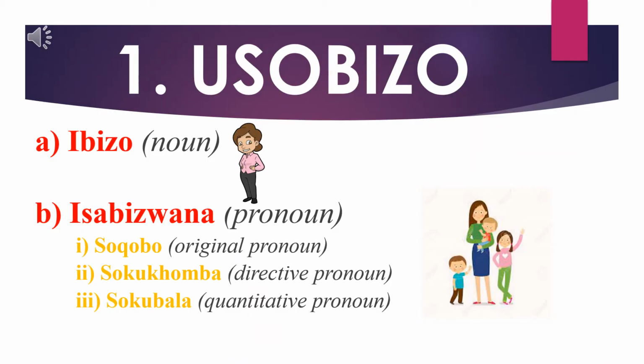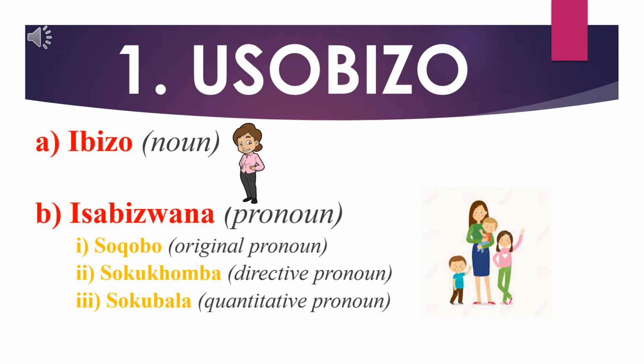The first sibling has 2 children and 4 grandchildren. Igama lakhe uSobizo. uSobizo unezingane ezimbili. Eyokuqala ibizo, which we call noun. Ibizo does not have children. Bese kuba isabizwana. Isabizwana, we call it pronoun. Isabizwana has 3 beautiful kids.